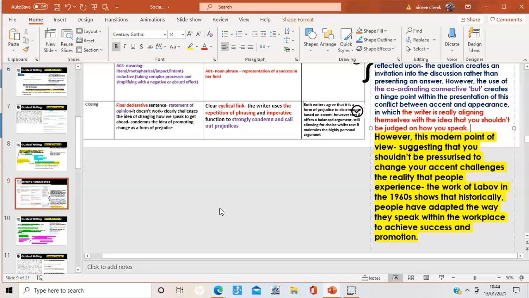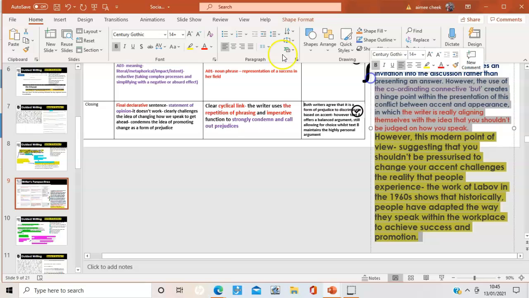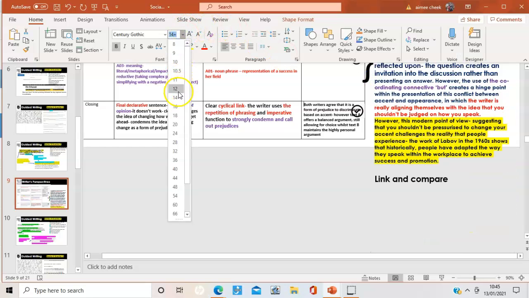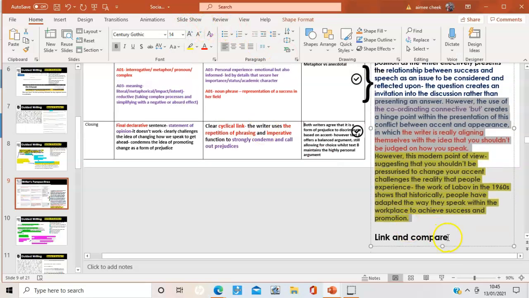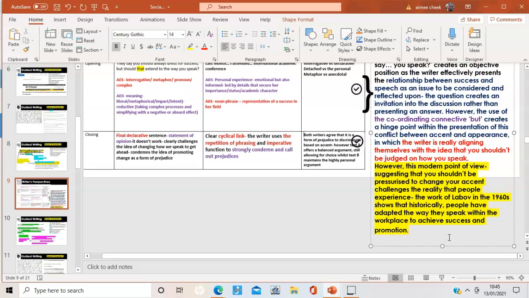Okay, so we've appreciated in context. Now, this next little bit, this is the link. Now, we've got to be really aware that it doesn't just become tokenistic. But our link can also be a really good way to structure our essay. So really, we're going to use the link point to take us into the next paragraph where we're going to be writing about the opening of text B. So we could say to achieve success and promotion.